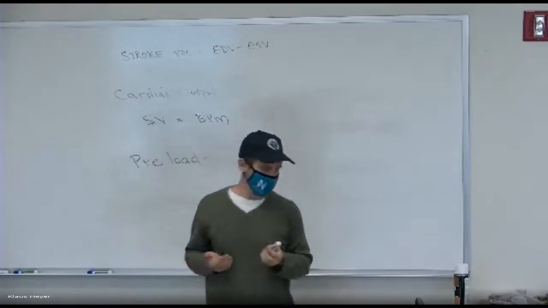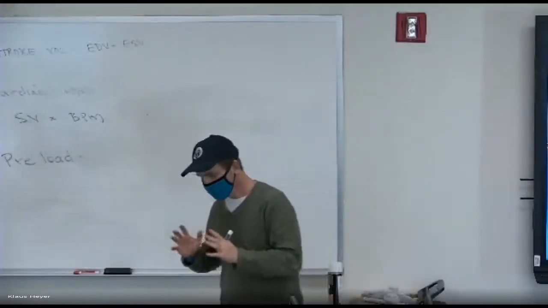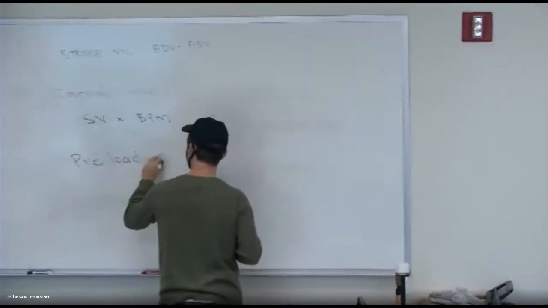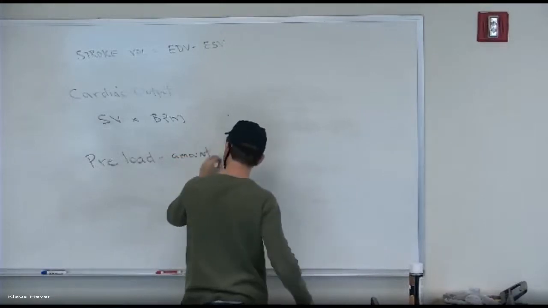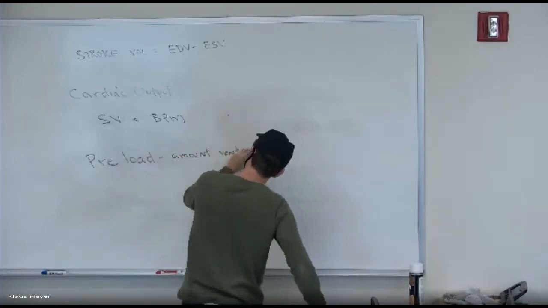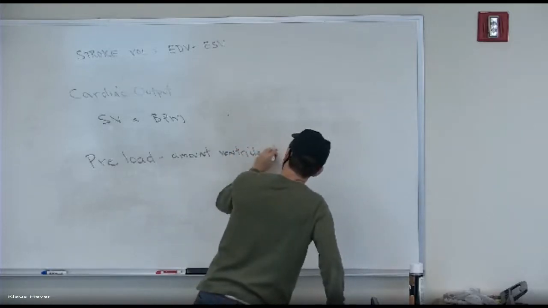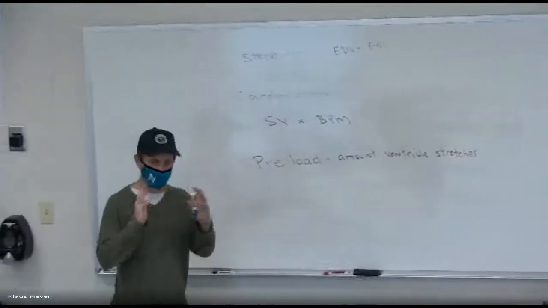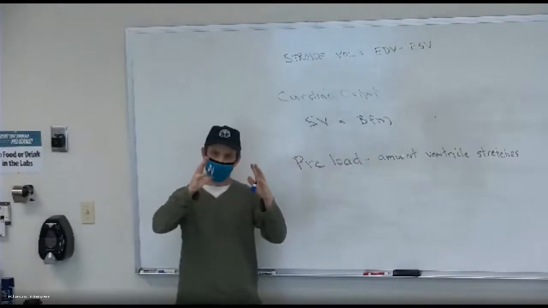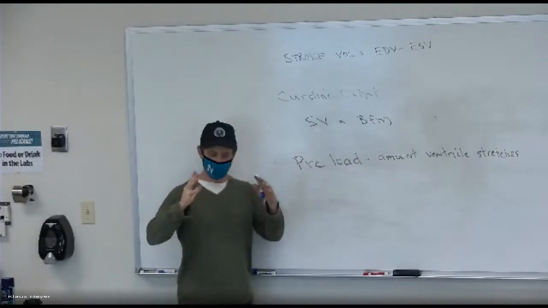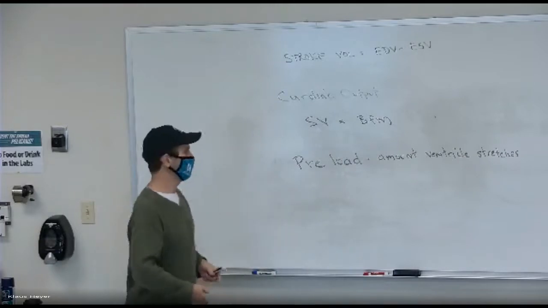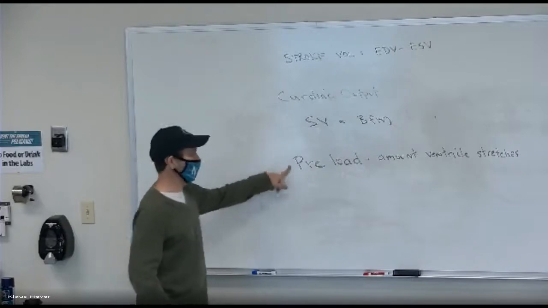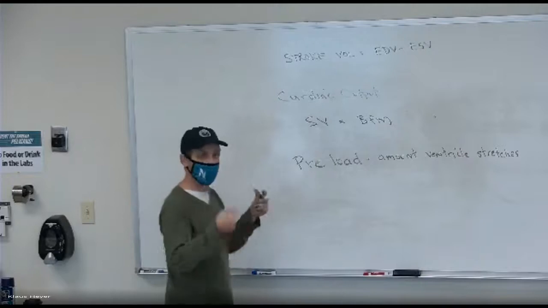Preload affects stroke volume. This is how much the ventricle can stretch out before it contracts. So the amount the ventricle can stretch before it contracts. The more it stretches out, that means the more blood it can hold, right? And so you're going to have more stroke volume. There are different things that affect preload, which we're not going to get into, but that's what preload is. The amount the ventricle can stretch before it contracts.